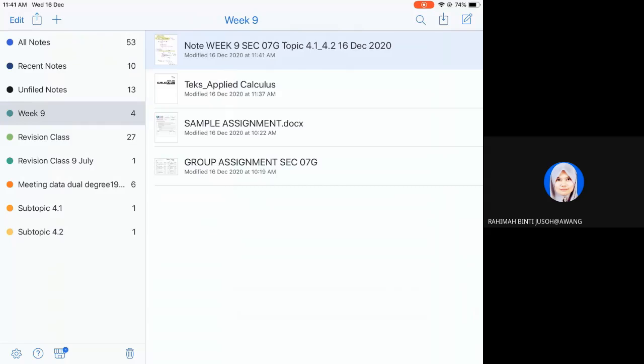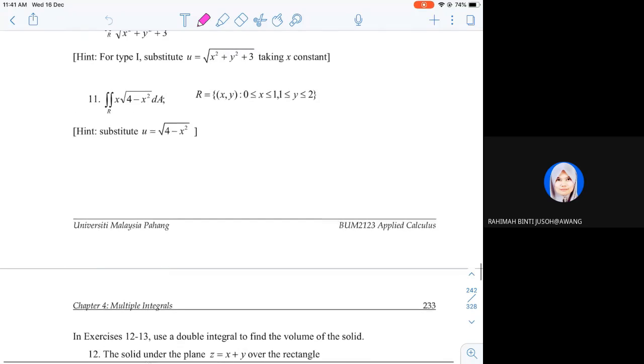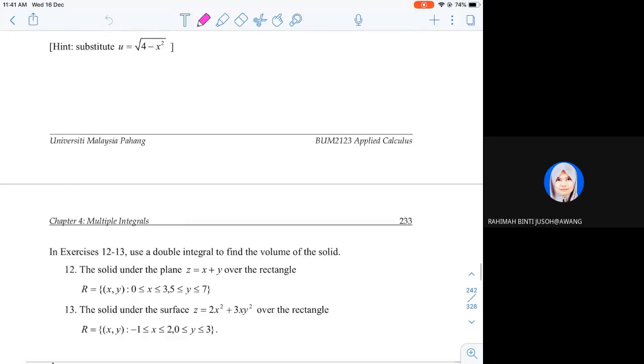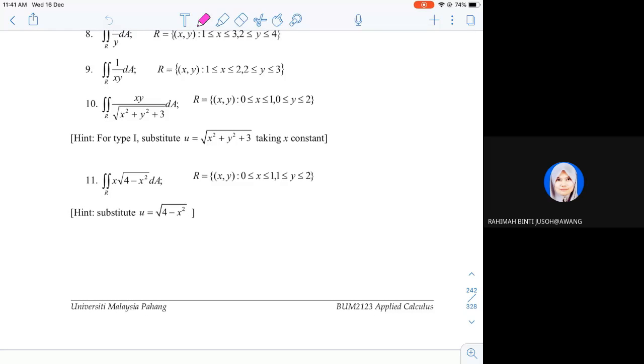Okay, so jom next question. Kita tengok soalan seterusnya. Okay, jomlah kita buat soalan 11 ni. Okay, soalan nombor 11 ni. Question number 11.